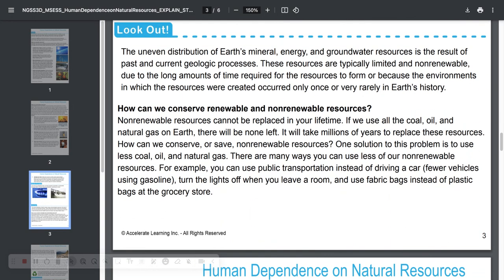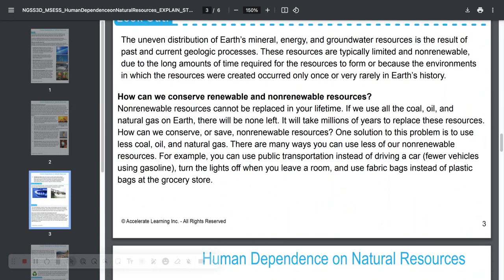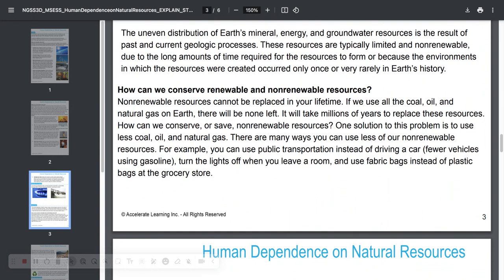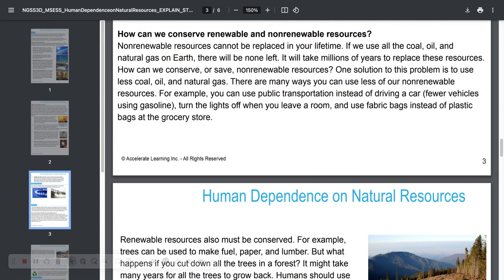Look out. The uneven distribution of Earth's mineral, energy, and groundwater resources is the result of past and current geologic processes. These resources are typically limited and non-renewable due to the long amounts of time required for the resources to form, or because the environments in which the resources were created occurred only once or very rarely in Earth's history.